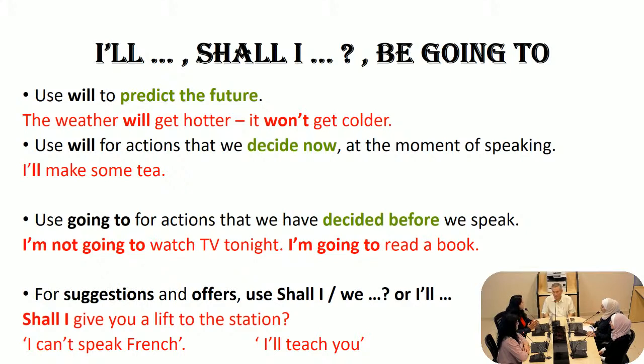So for an intention or a plan, we use going to. The decision at the moment of speaking, will. The decision before the moment, going to. And for prediction, if it is predicted because you think, use will. But if you predict because you see evidence, use going to. Like, look at those dark clouds. It is going to rain.